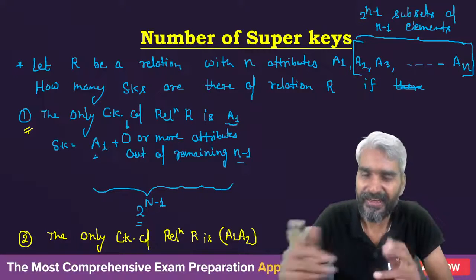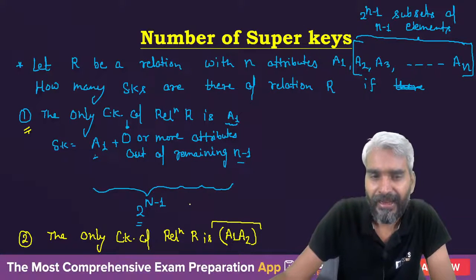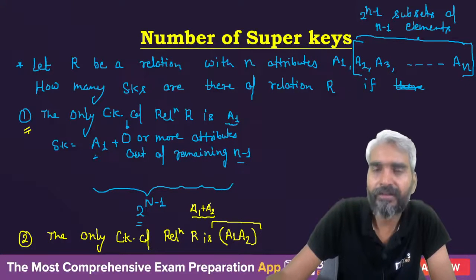This is very easy, I guess, sir. Very easy. What will be the answer, sir? A1 plus A2 must be present. A1 plus A2.